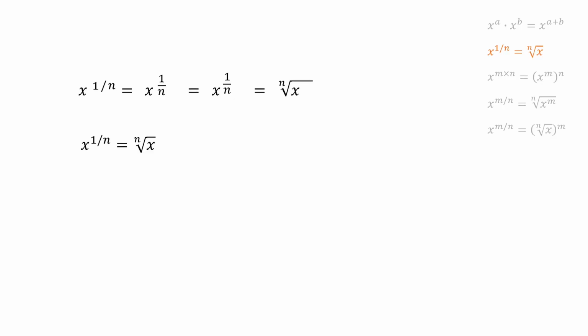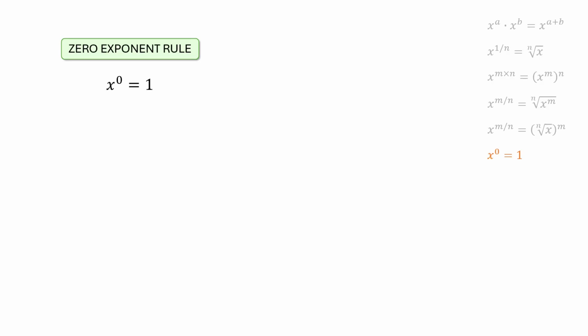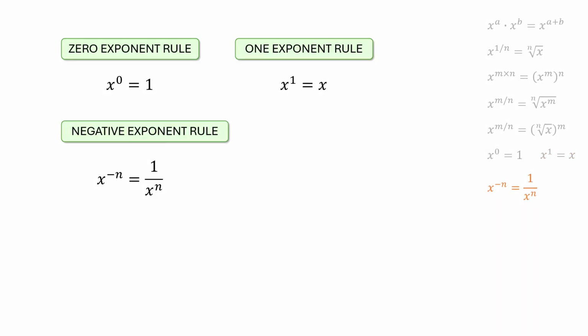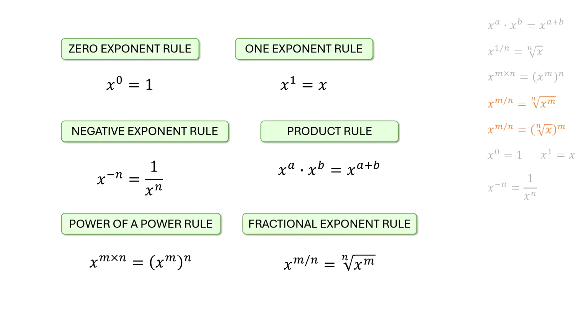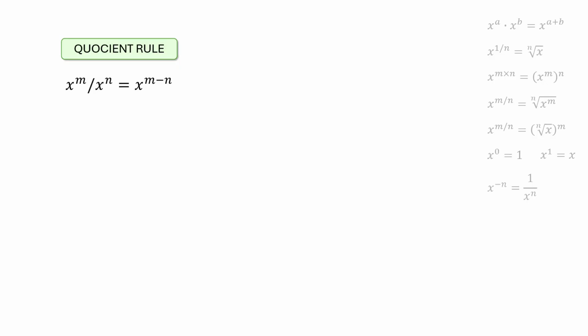So far, we have seen the following rules. 0 exponent rule, 1 exponent rule, the negative exponent rule, the product rule, the power of a power rule, the fractional exponent rule, and the square root rule, which is a special case of the previous one when m is 1. Now, let's see more rules, starting with the quotient rule.